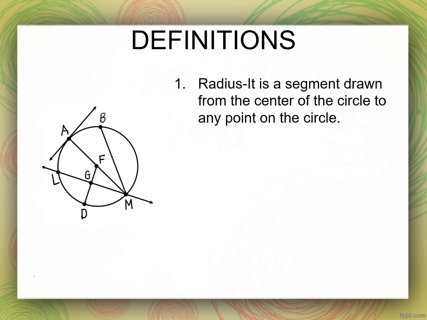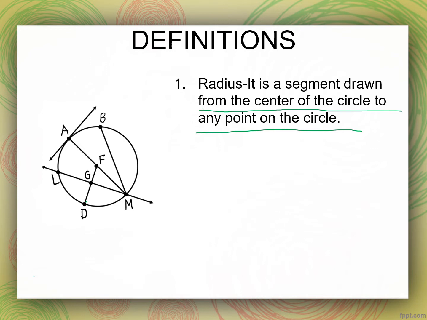Okay, let's start with radius. So radius is a segment shown from the center of the circle to any point on the circle. Take note, from the center of the circle to any point on the circle. So check the given figure on the right. So let's identify given radius from this circle here. So again, take note that it is a segment from the center to any point on the circle.